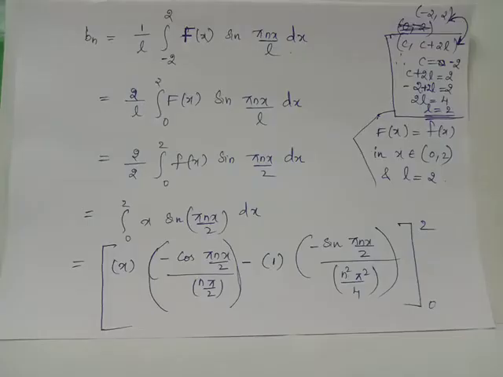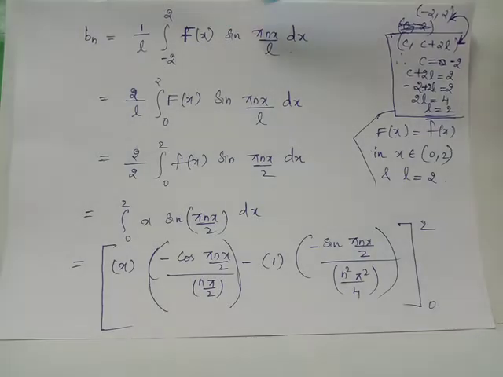Since the new function capital F(x) is defined for the range -2 to 2, we will have c = -2 and c + 2L = 2. From these two equations, we will get L = 2. Thus, we have bn = 1/L integral from -L to L of F(x) sin(pi n x by L) dx, rewritten as 1/2 integral from -2 to 2 of F(x) sin(pi n x by 2) dx.